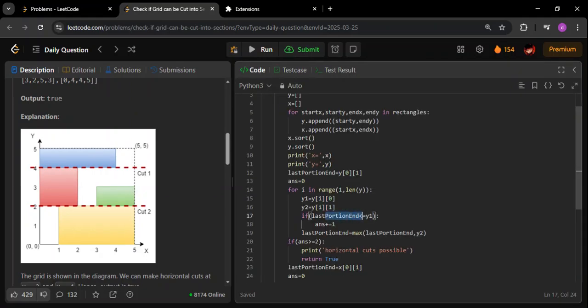Okay, so if it is less than or equal to, then I'm just doing answer plus 1. Okay, as simple as that. And similarly, at last I'm doing exactly what we did in yesterday's question also. Last portion is equal to the previous last portion comma the current y2. Okay, the current y2, if it is greater, then we'll take it, otherwise we'll not take it.